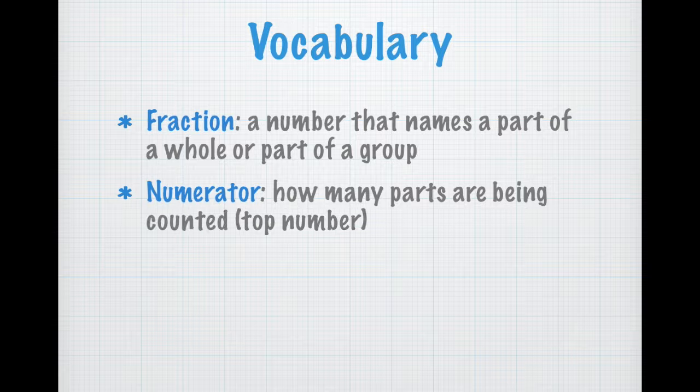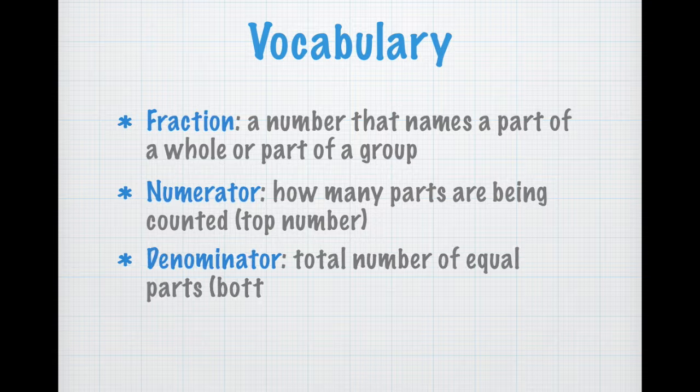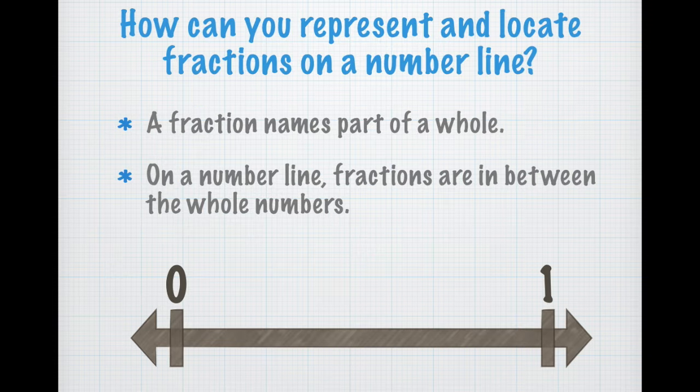Next we have the numerator, and that's how many parts are being counted. It's our number that goes on top. And the denominator is our total number of equal parts, and that's our number that goes on the bottom. So how can you represent and locate fractions on a number line?